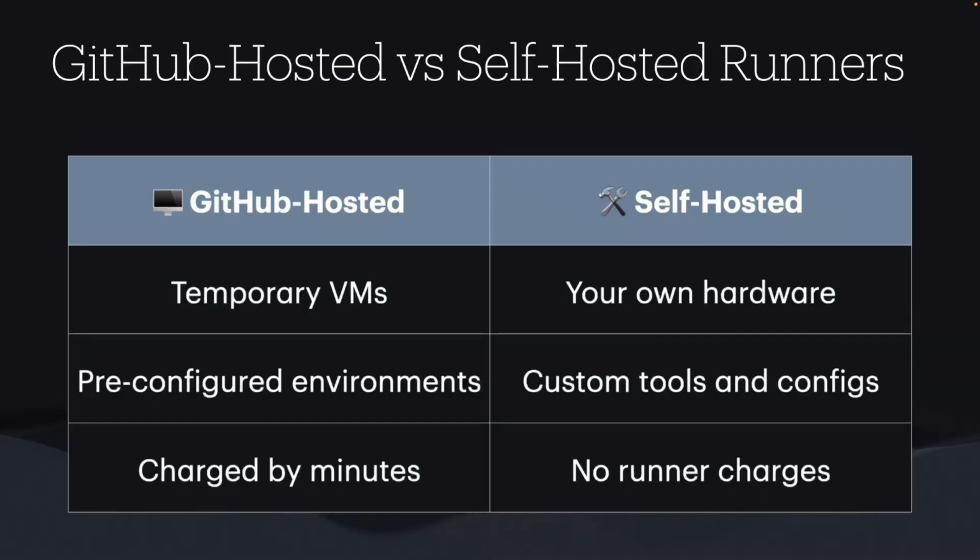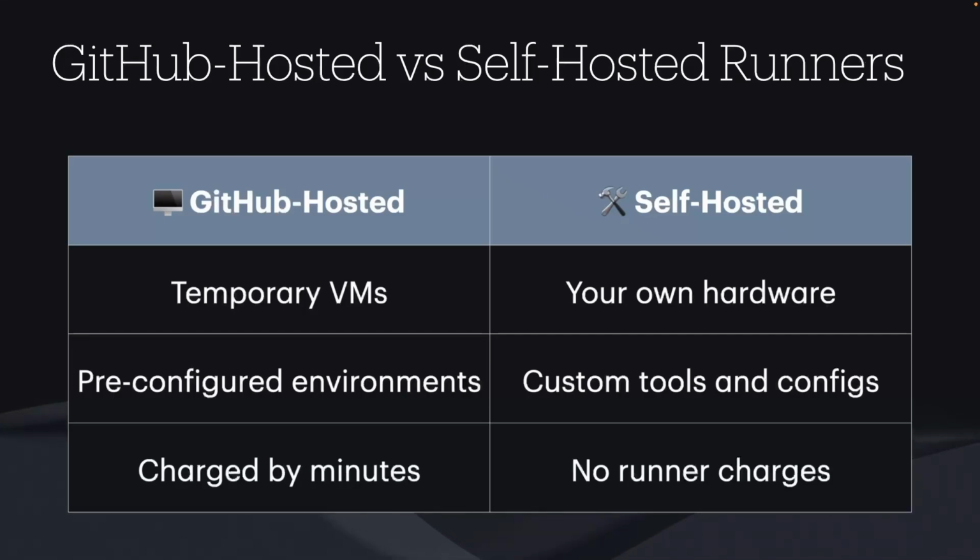By default, GitHub Actions runs your jobs on GitHub-hosted runners. These are temporary virtual machines in the cloud managed by GitHub. You choose the OS like Ubuntu, Windows or macOS, and GitHub spins up a clean environment every time a workflow is triggered. But what if you need more control?